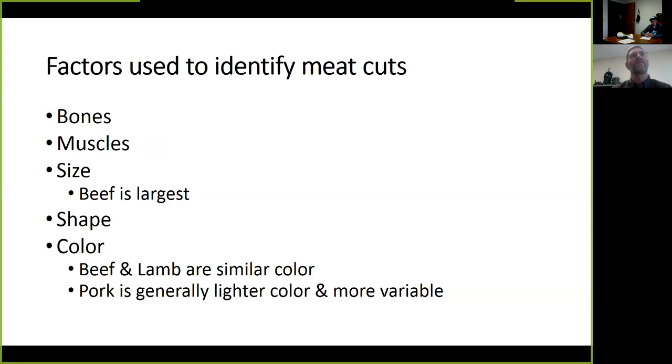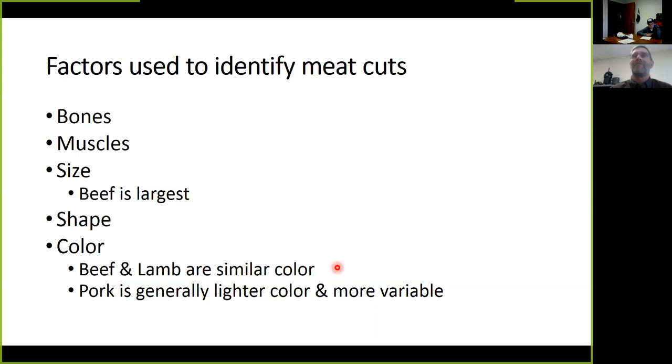Then the next three things are size, shape, and color. So the size, obviously, the beef are the largest, and that can help us identify a beef T-bone steak from a lamb, the new name for that, T-bone, or the older name and the 4-H name, the lamb loin chop. They look exactly the same except for the size. So you know that the small one is going to be from the lamb. The shape. Many of our cuts have a distinctive shape, and we'll talk about a few of those shapes as we go along. And finally, color.